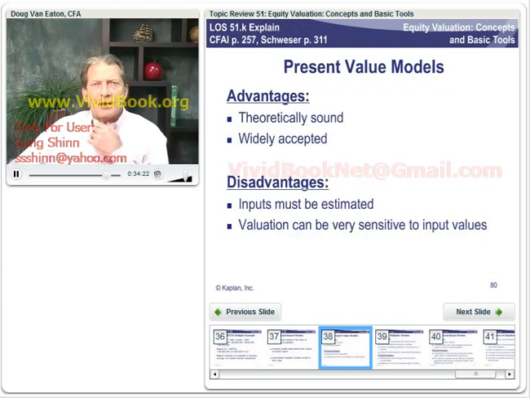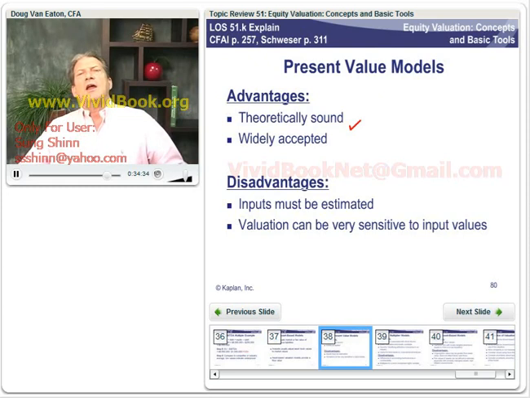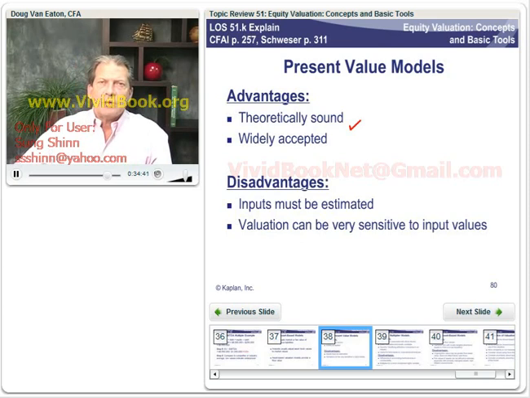So let's compare and contrast these now. When do you want to use which? What are the pluses and minuses? The advantages of the present value models is they're theoretically sound. If we knew the future cash flows and at what rate to discount them, we'd be good. We would have the value of the firm. And these are very widely accepted models for that reason.